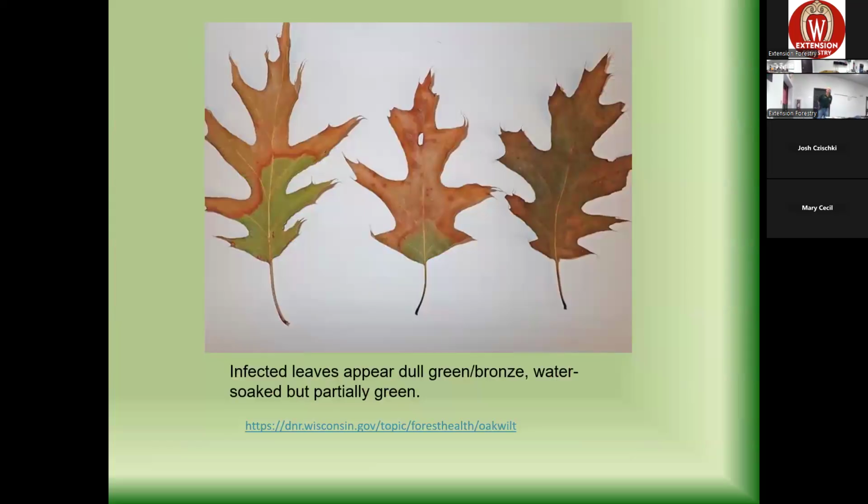So this is a lot of times what the leaves will look like on the trees. They'll be a mixture of usually green and brown. They'll almost look water soaked. They're partially green. And again, what'll normally happen is they'll die from the outer part of the leaf in. So this might still be green in here, but the outside will be brown. And like I said, these will fall off the tree midsummer, July, August. All of a sudden your leaves are raining down. That's a sign that there's a very good chance it could be oak wilt.